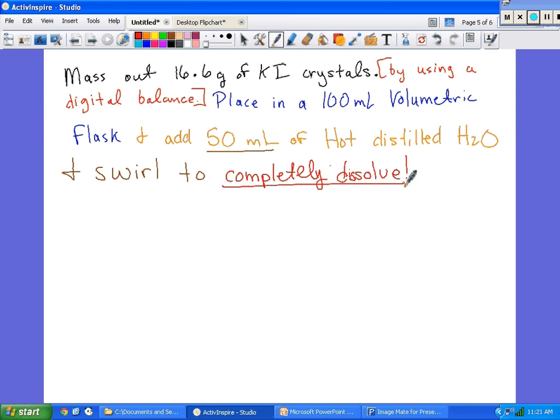Now, based on our solubility rules, is KI 100% soluble? K is a group. All group 1s are. So that will not stay a solid once you put it in. So, place in a 100 milliliter volumetric flask, add 50 milliliters of hot distilled water, and swirl to completely dissolve. Then what? Very good.